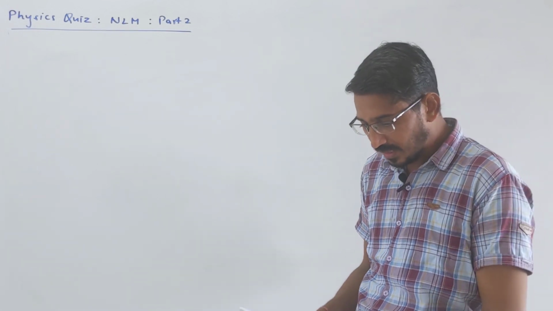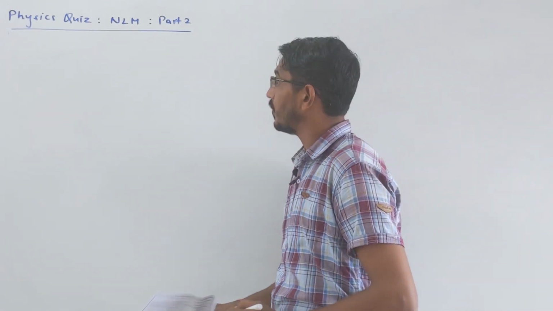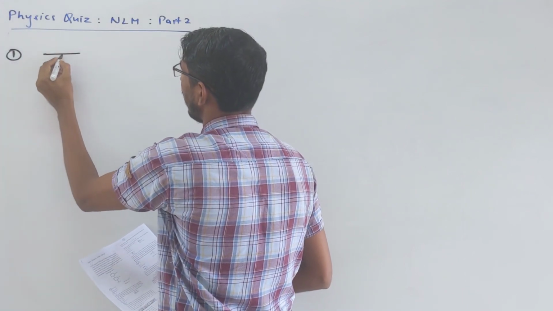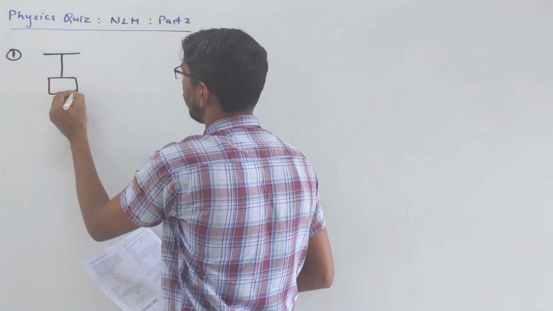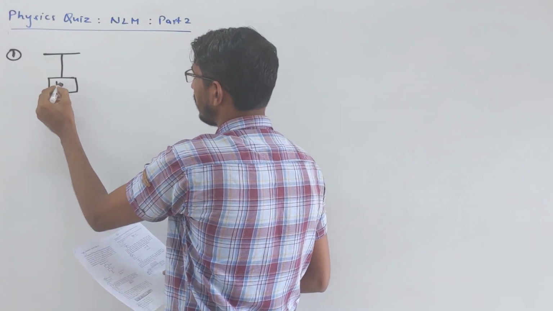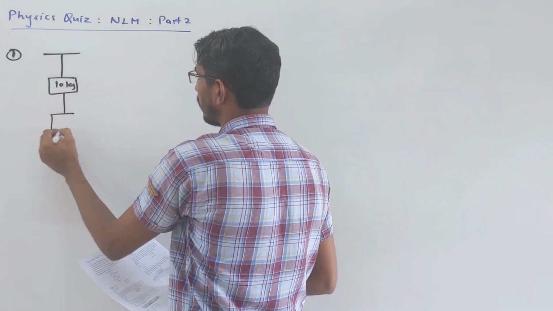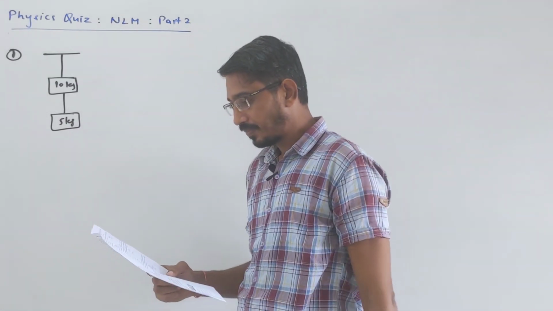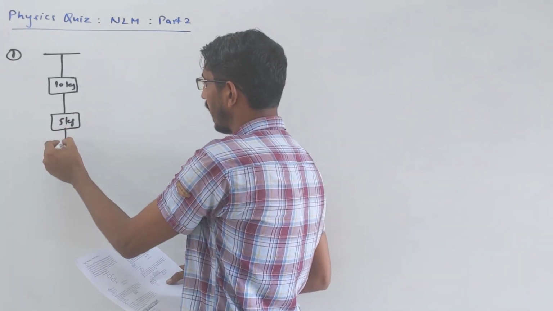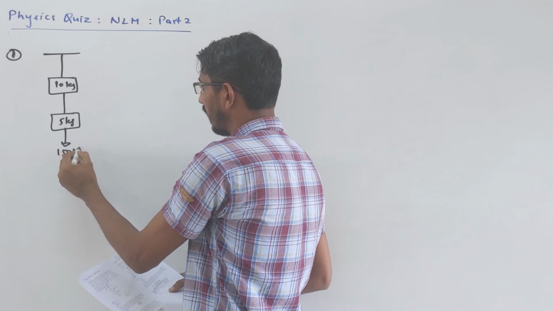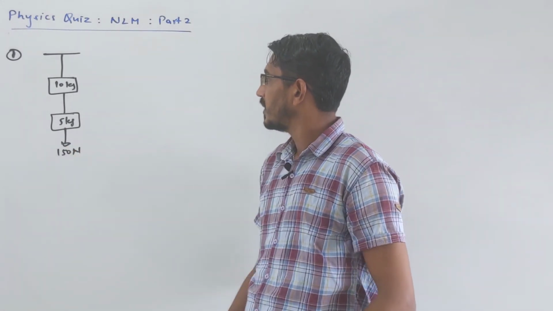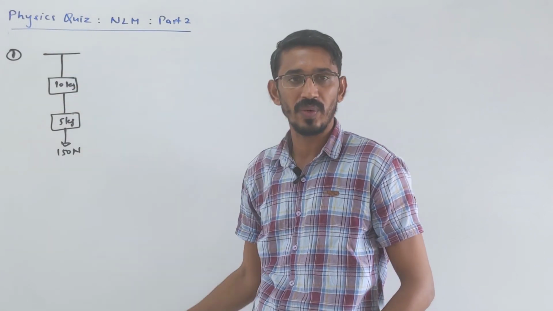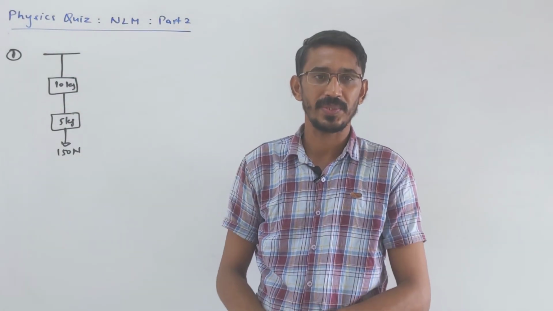Okay, let's see it. The very first question says that there are two masses hanging from some fixed support. This is 10 kg and the other one is 5 kg, right? And one force is applied here, 150 Newton in the downward direction. Now they are saying this string is cut from here so that the system falls downward. What is the acceleration of this system?